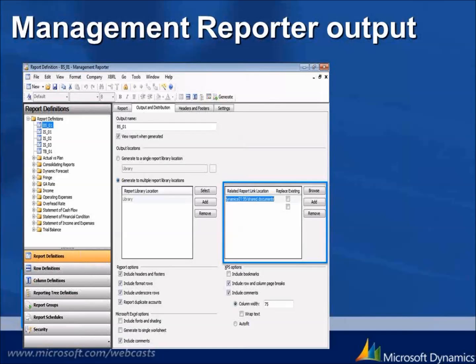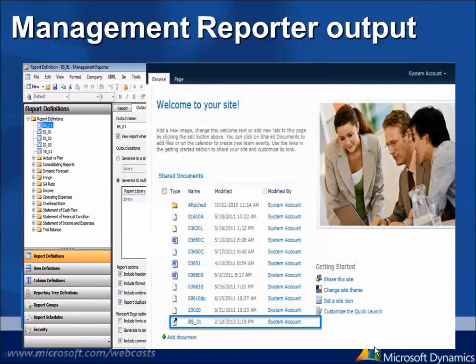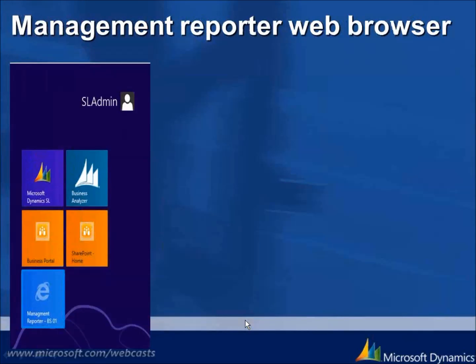And under the tab that we have here for output and distribution, you do now have the ability, and you can't see the full link here, but this is actually on a SharePoint site. So along with generating the report and storing it in a library for you to view, you can also have it put out to a specific location on a SharePoint site. In this case, you can see in this particular one, it went ahead and put it out there. And if I click on this, I can go ahead and view it.